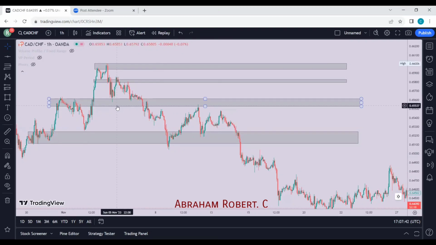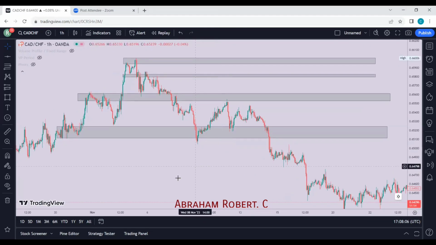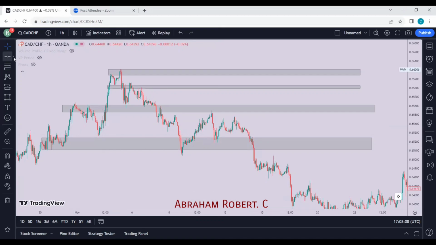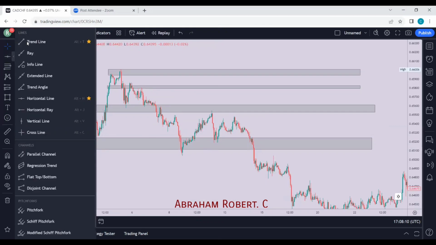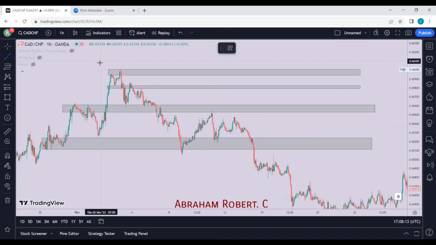Now, why drawing it as a zone is more important is that if the market breaks through this first, you will not just jump into a trade because it's a very wide zone. So you have to wait for the upper part of the zone to be broken. That is, the market is coming from the downside. So it's very important to make it a zone.